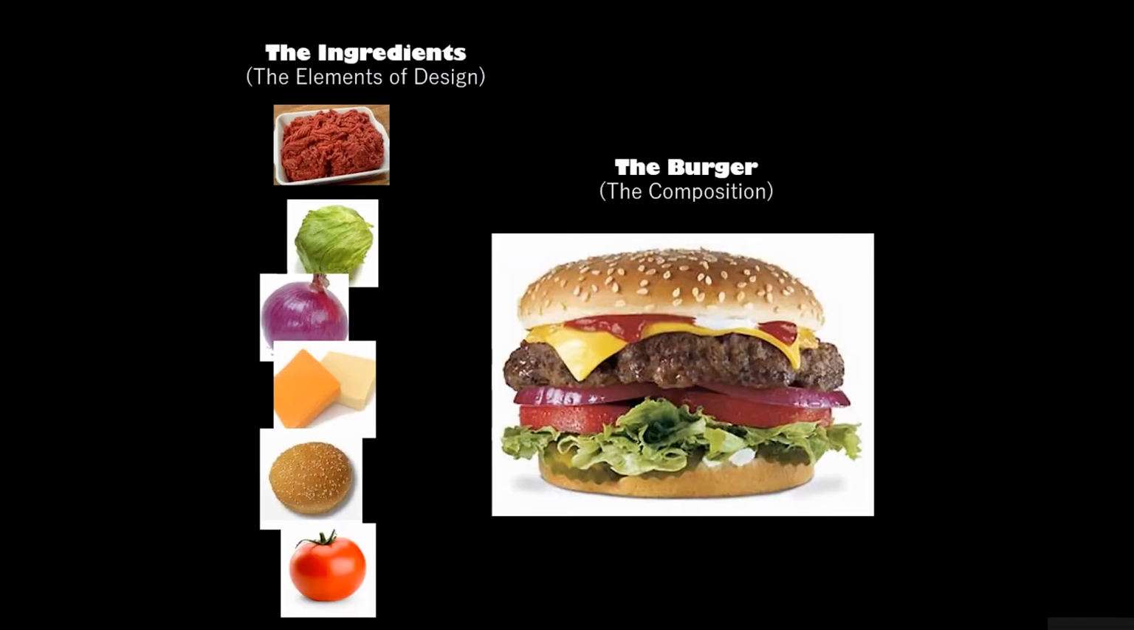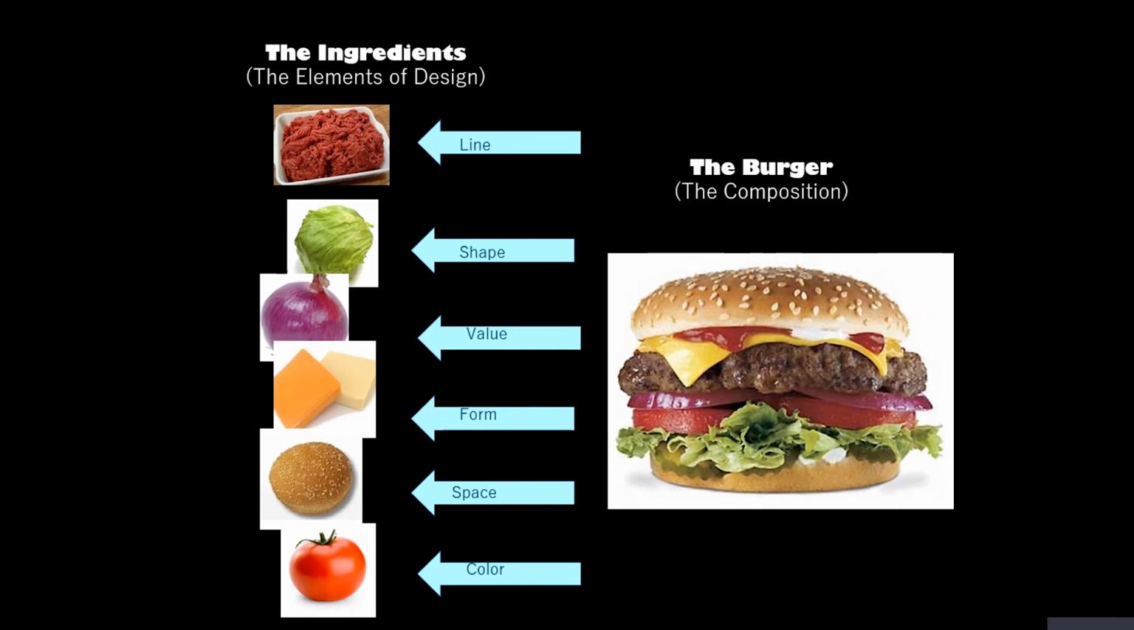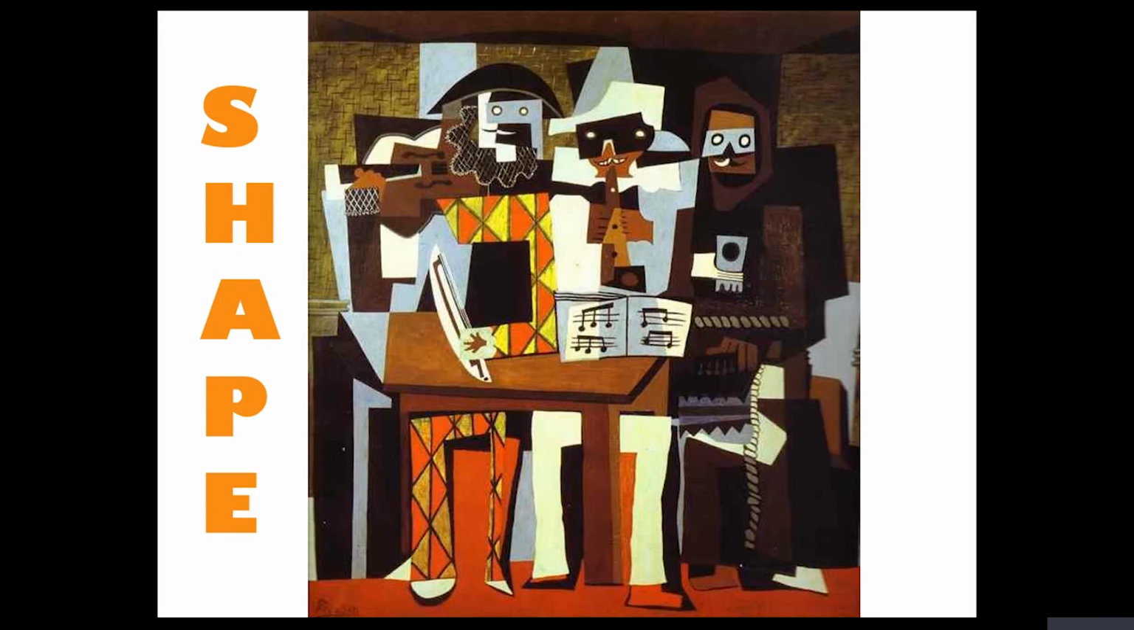So we have the line, the shape, the value, the form, the space, and the color for us to be able to create a beautiful piece of art or work of art. So for the elements of design, let's start with our shape.